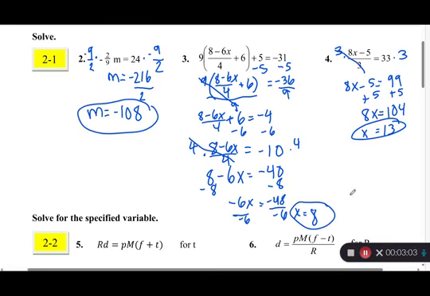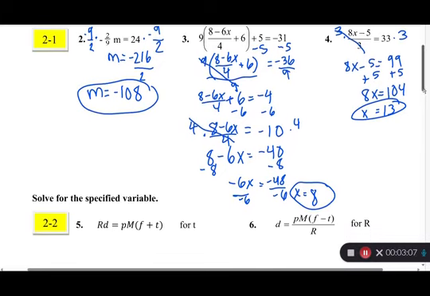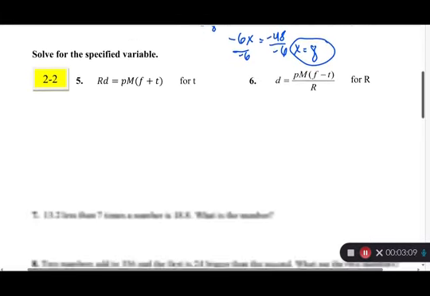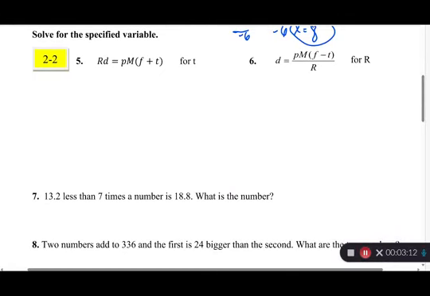Okay, let's move on to the 2.2 section. On these ones, you're still solving for a variable, but we're not going to get number answers. We're going to get new rearranged formulas. Okay, so number 5, it says to solve for t. And so that means we got to get this guy all alone. So we're going to slowly peel back the layers and get rid of everything else.